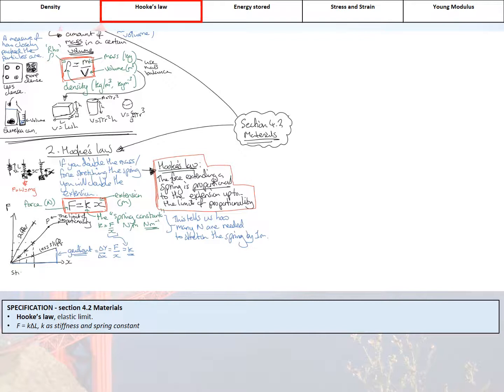So stiffer springs have a steeper gradient and so they have a larger spring constant. Which is why the spring constant is sometimes called the stiffness. So let's put this in green, the spring constant or stiffness of the spring.